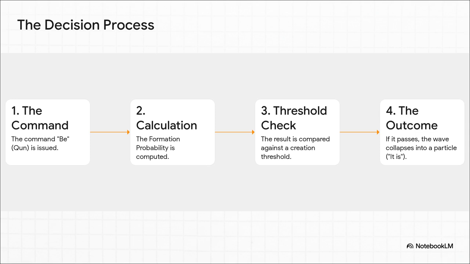First, the call. The "be" command is issued. Second, the calculation. Our formation probability gets computed instantly. Third, the threshold. That probability is checked against a set value. And finally, the outcome. If it hits or beats the threshold, boom, Fayakun, it is. The wave collapses, and we have a particle. If it doesn't, it just fizzles out.